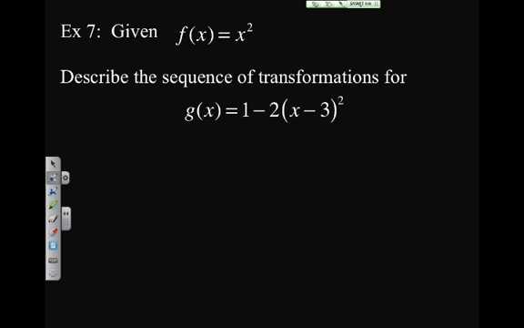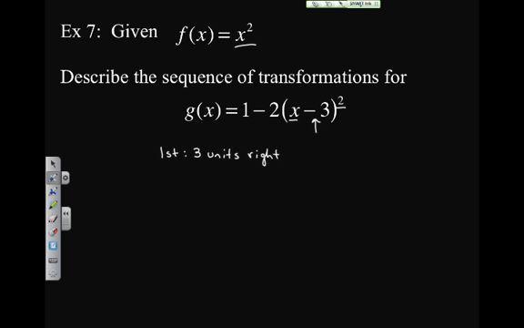In example 7, we're given our parent function, f of x equals x squared, and we want to describe the transformations for this. Now when we describe transformations, we always have to follow order of operations. So notice, first of all, the squared and the x are simply from the original function. So they don't affect the transformations. That just gives you the shape of the graph. The first thing that we have inside the parentheses is this minus 3. So remember, when you take x minus 3, the first thing that happens here is we're going to move 3 units to the right.